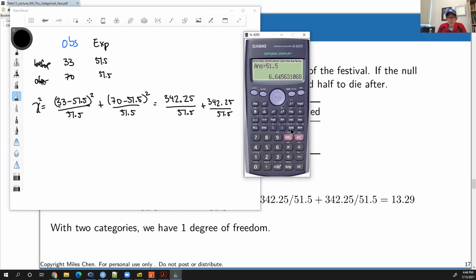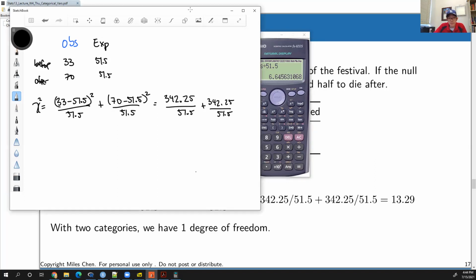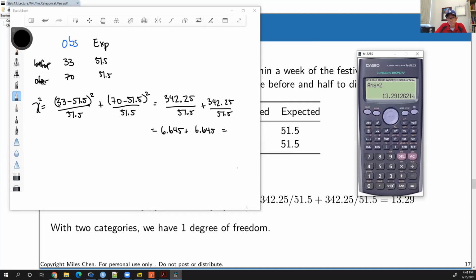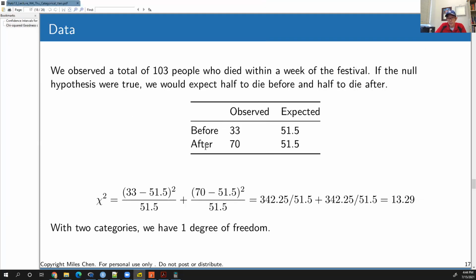Okay, and then I take that and I divide by 51.5. I get 6.645. Plus 6.645. And I get 13.29, okay? So this is my chi-squared value. Okay, so I've got chi-squared is 13.29, and the degrees of freedom is number of categories minus 1. So I've got 1 degree of freedom because I basically have before and after. Those are my two categories. 1 degree of freedom.